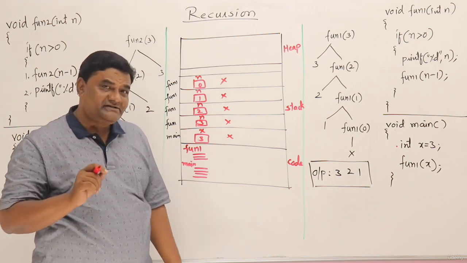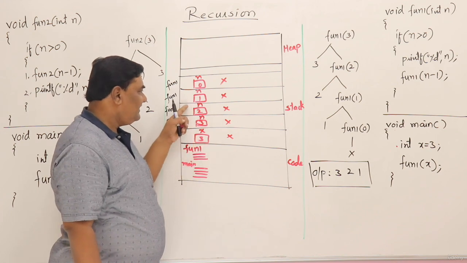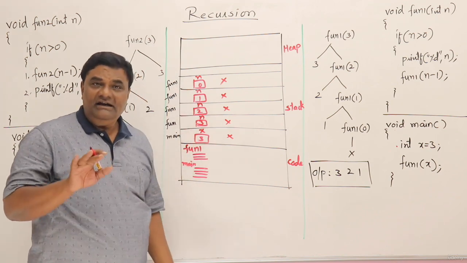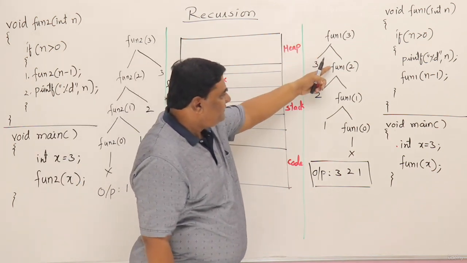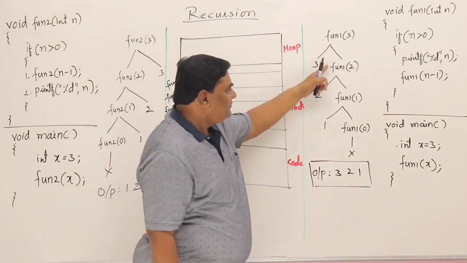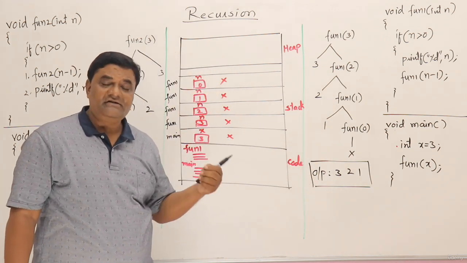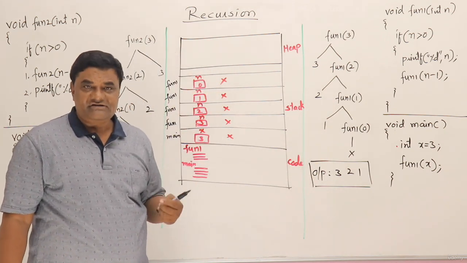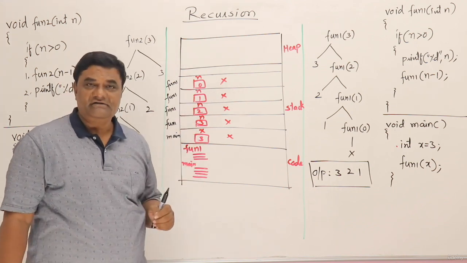And how much memory is it consuming? Each activation record is having just one variable, n. So n how many times? 4 times. So you can see the calls here, 1, 2, 3, 4. Already we have done tracing. We have generated a tracing tree or recursion tree. So there are 4 calls. So 4 activation records are created.